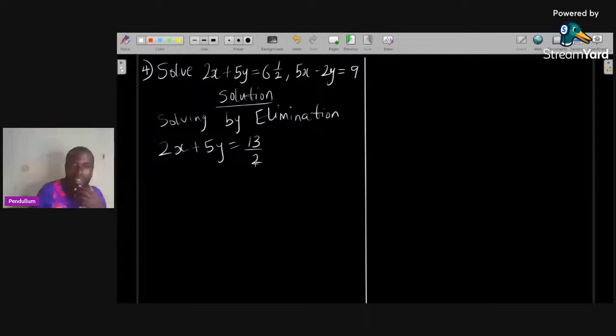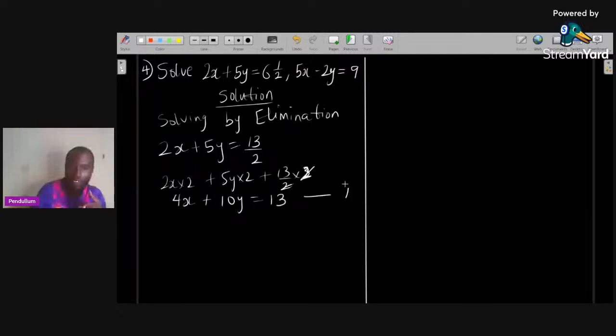So we need to remove this fraction. How do we remove it? We multiply each term by the denominator, which is 2. So we have 2x times 2 plus 5y times 2 equals 13 over 2 times 2. I'm writing everything so you can clearly see what we're doing. 2x times 2 is 4x, plus 10y, and the 2s cancel to give you 13. So this is equation 1. The second equation has no fraction, so we can just use it as it is.